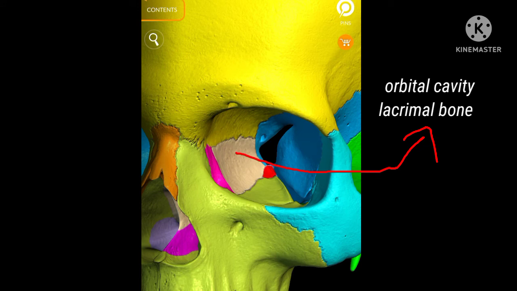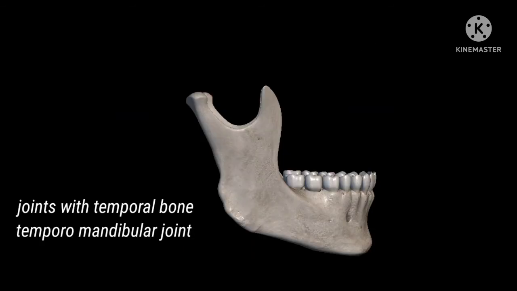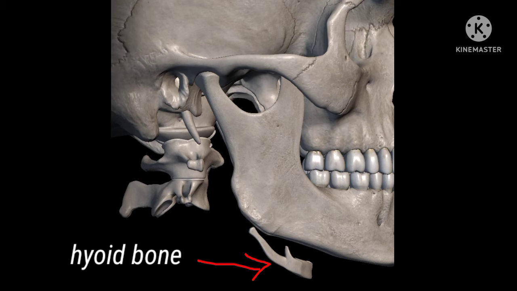The orbital cavity consists of the lacrimal bone, and the lower jaw, otherwise called the mandible, is articulated or joined with the temporal bone and forms the temporomandibular joint. Now let's see the hyoid bone, located under the lower jaw. It is not articulated with any of the bones but is tightly held by the surrounding muscles.